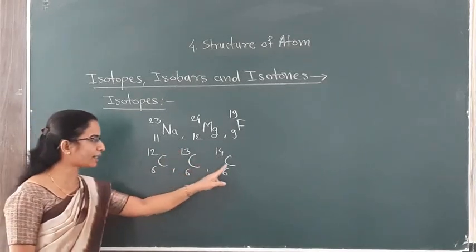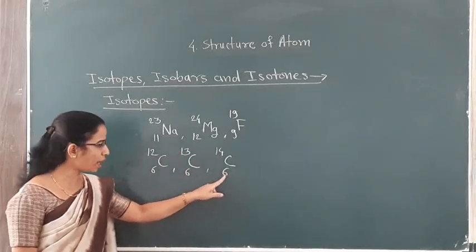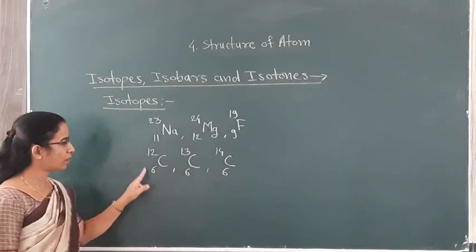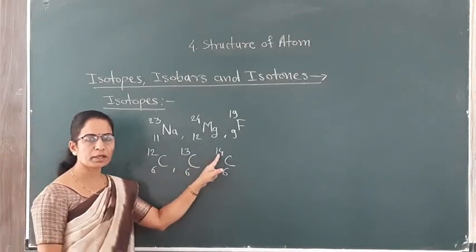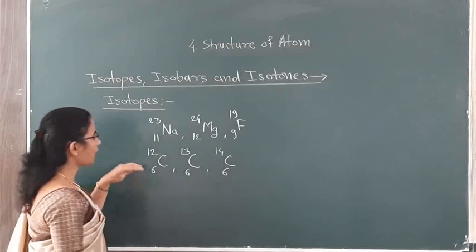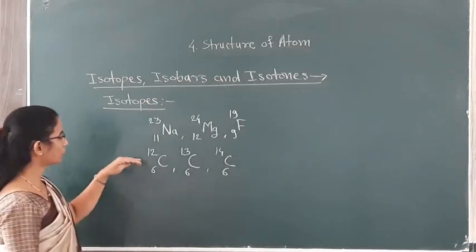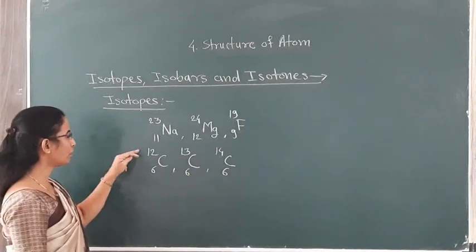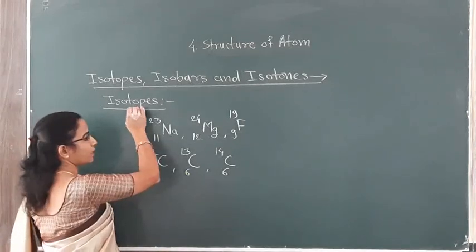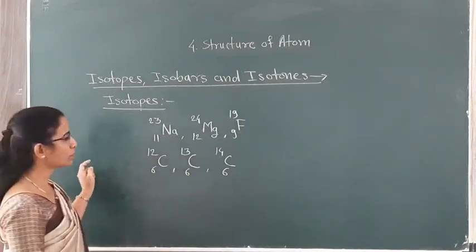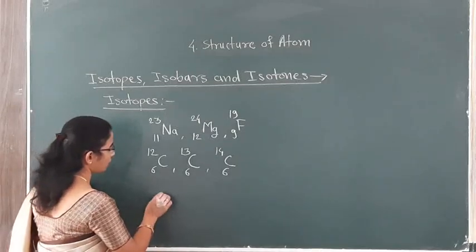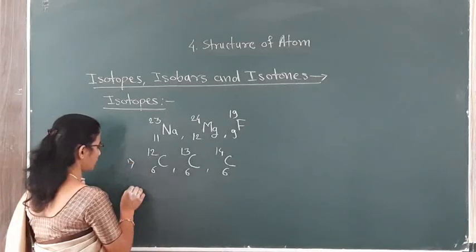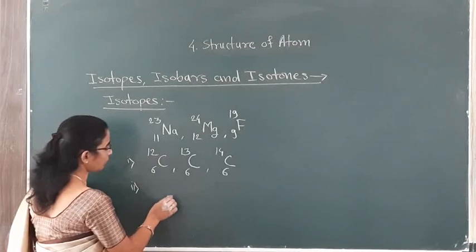Means these are the atoms of carbon. They have the same atomic number, but they have different mass numbers. And that's why such elements which have the same atomic number but different mass number are called isotopes of that element. See some more examples of isotopes.